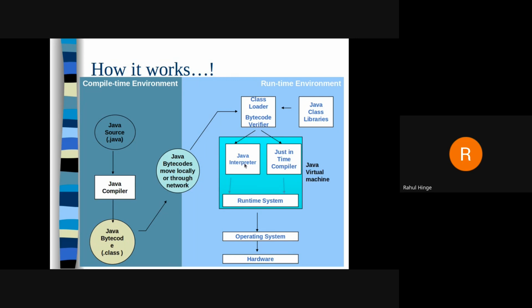The interpreter reads or converts line by line into something machine understandable, and the just-in-time compiler works as and when we have a repetitive task or repetitive code. It saves it here, we can say cache memory or temporary memory, whatever we can call it. As and when we need that, it automatically uses the runtime system to load it.